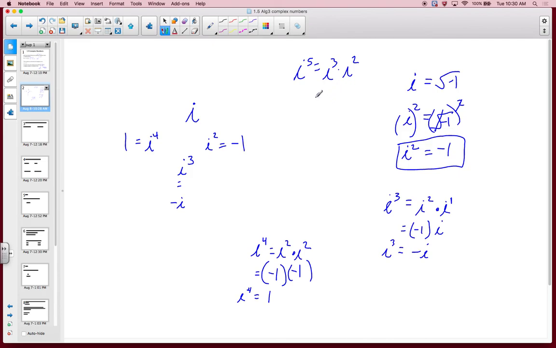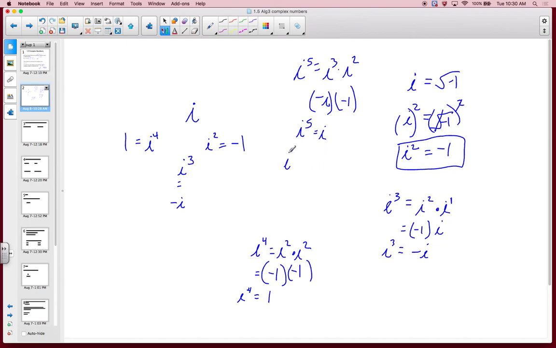i to the 3rd, we just said, is -i. And then i squared is -1. And you could do this a bunch of different ways. A negative times a negative is a positive. So therefore, that's just an i. So i to the 5th is really i.